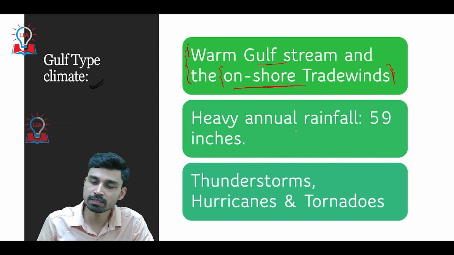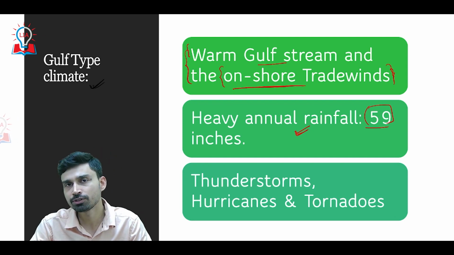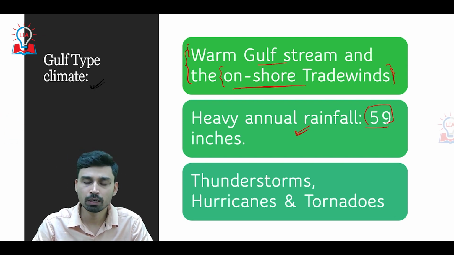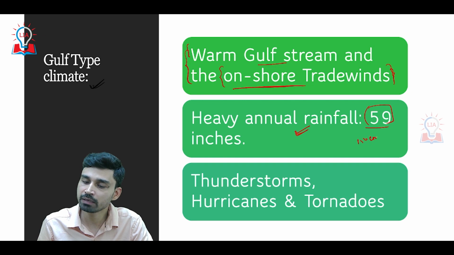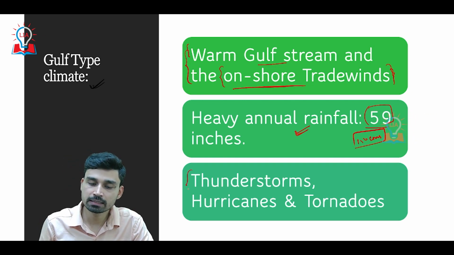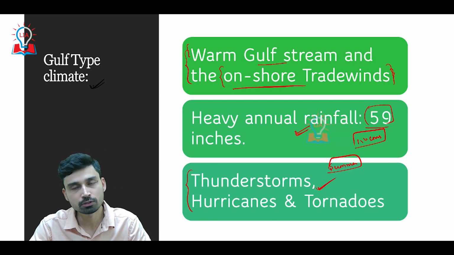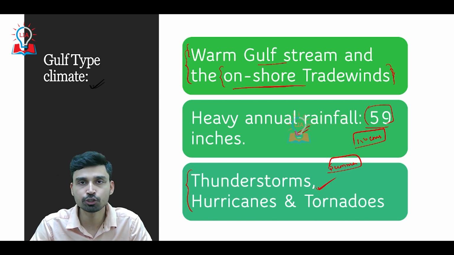So we have the warm Gulf Stream and onshore easterly winds, and due to the influence of these two, we see a heavy annual rainfall somewhere in the range of 59 to 60 inches. That means around 150 centimeters average annual rainfall is recorded in this particular area. Not only that, in some seasons where convection is very strong, especially during summertime when the land mass is heated rapidly, we also see development of localized thunderstorms, which cause incessant rainfall of very short duration.